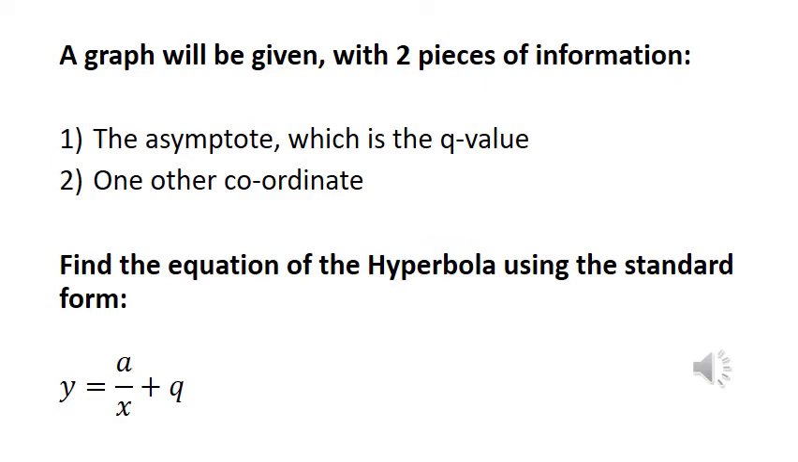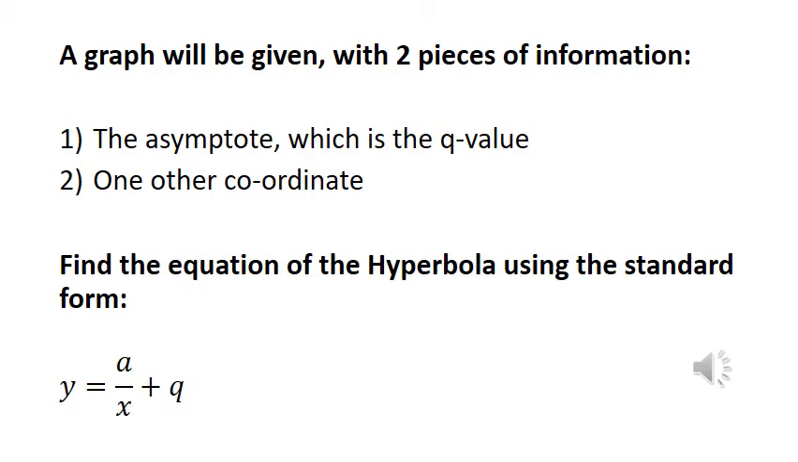In order to draw a hyperbola, two pieces of information need to be given. The first one is the asymptote, which is a horizontal line, and it's usually a dotted line. Now remember from drawing a hyperbola that the asymptote is a line that the graph will never cut. The graph will get really close to it, but it will never actually cut it. And that asymptote is actually the vertical shift, so it's your q value. So that asymptote tells you how many spaces the graph has moved up or down.